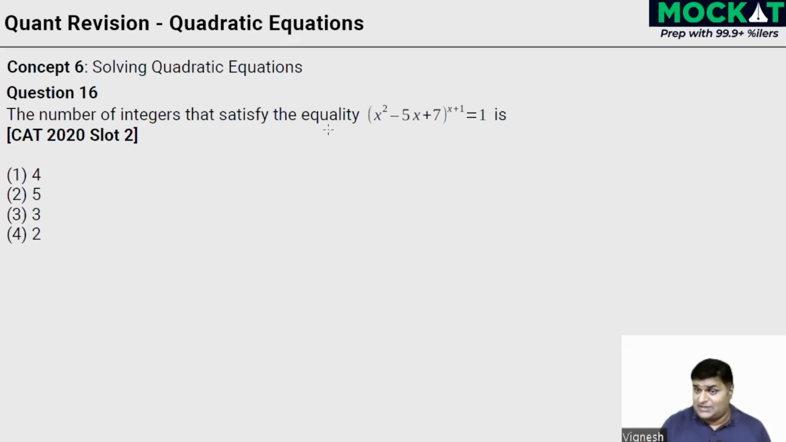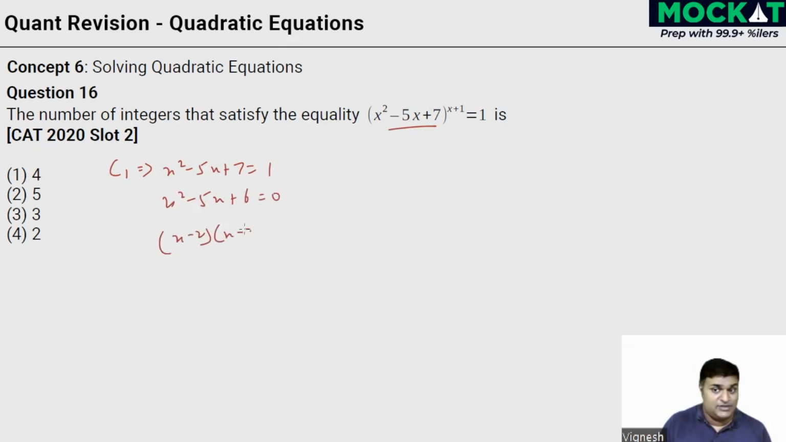The number of integers that satisfy the inequality, x square minus 5x plus 7 whole power x plus 1 equals 1, right? Again, 3 scenarios. The first scenario is going to be where the base over here is 1, right? So case 1 is where x square minus 5x plus 7 equals 1. Then x square minus 5x plus 6 equals 0. You should be knowing that this gets factorized as x minus 2 into x minus 3. X is 2 comma 3. Both are integers. Doesn't say positive, right? It says number of integers.